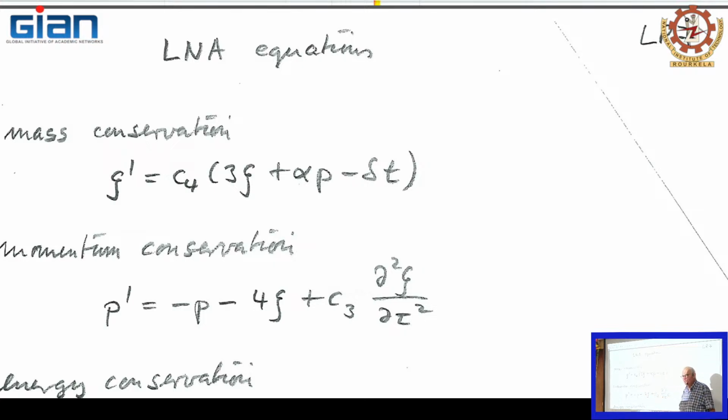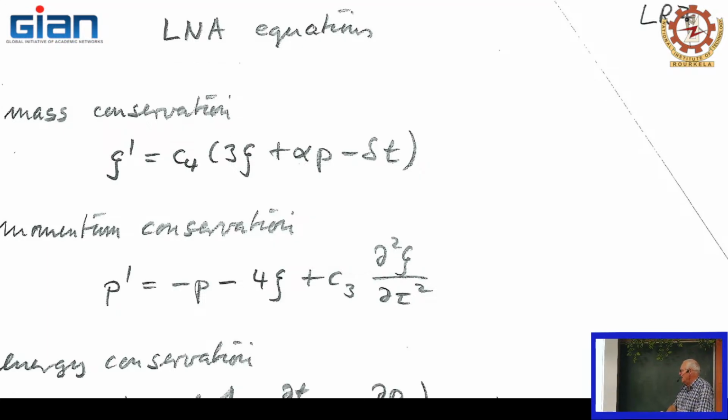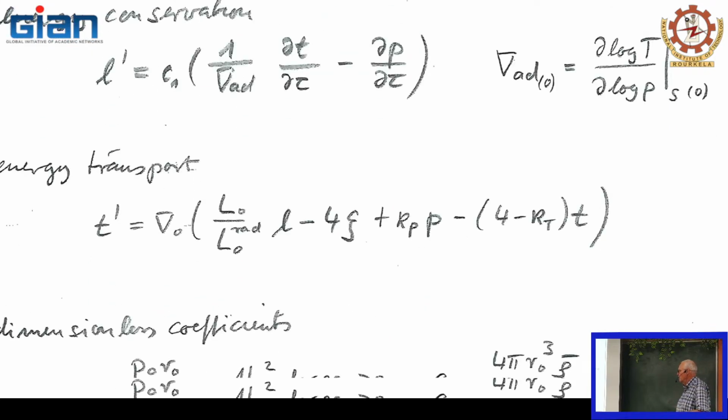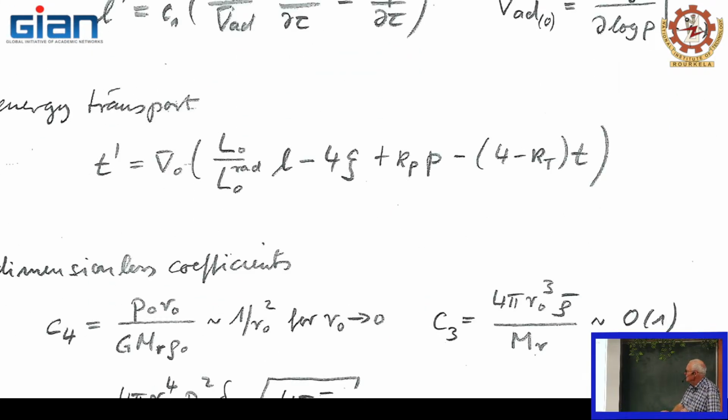plus dimensionless coefficient c3 times the acceleration term d2 zeta by d tau squared. This is the momentum conservation equation. The energy equation is given by the derivative of the luminosity perturbation.